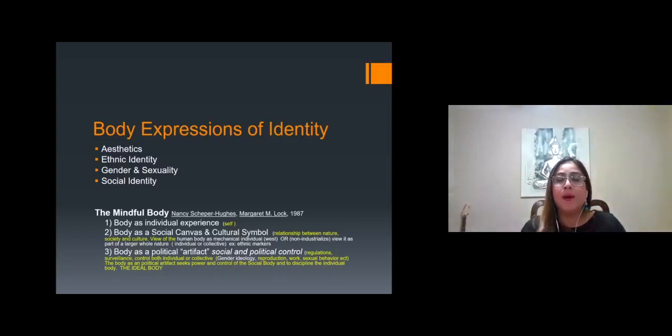So the mindful body reveals that the body, when we're looking at a form of expression, is divided in three forms. One is the individual self, to be aware this is your body and it belongs to you and you are part of this bigger group. But the second one is the body as a social canvas, as a cultural symbol. This is where the body is used and viewed as the relationship between nature, society, and culture.